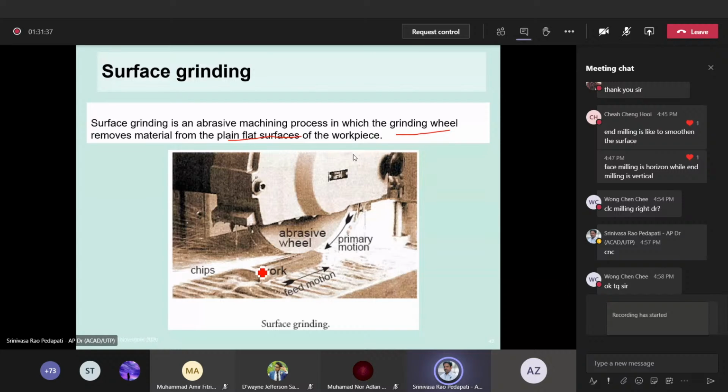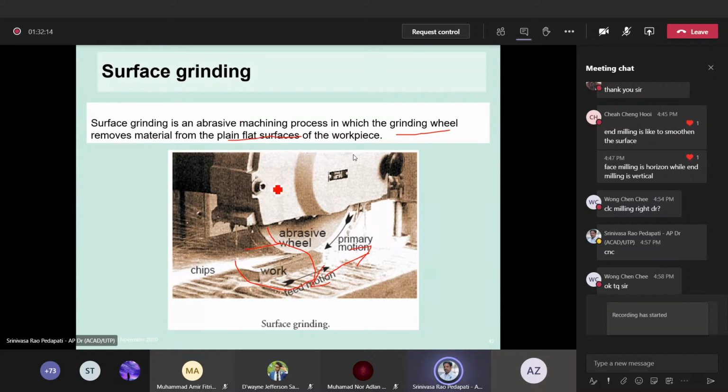So this is the work. We have the work here, and then we have the wheel here, the abrasive wheel, and it is moving. Either, as I said, you can move the work, that means you can feed the work, or sometimes the wheel can also be moved, based on your setup or your machine. So normally in surface grinding machines, the table is moving to and fro, that means back and forth. We'll see that in the video also, how the surface grinding works.